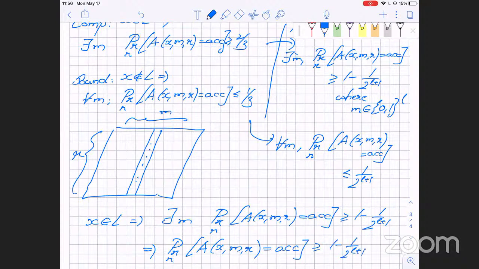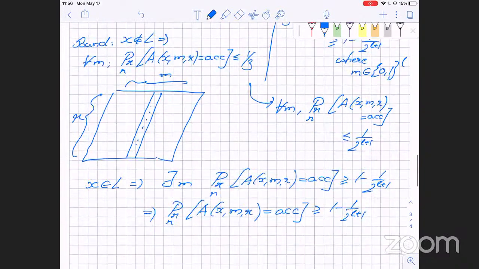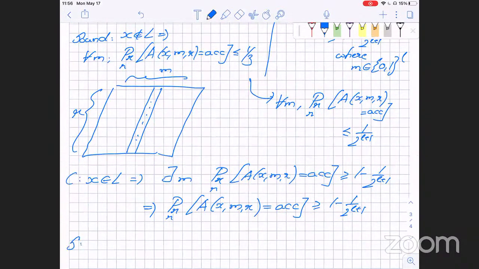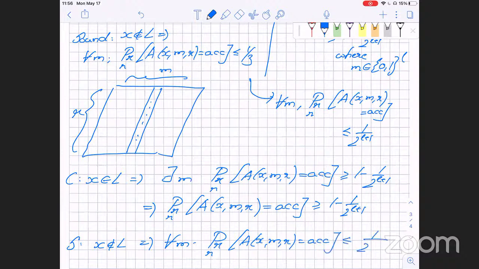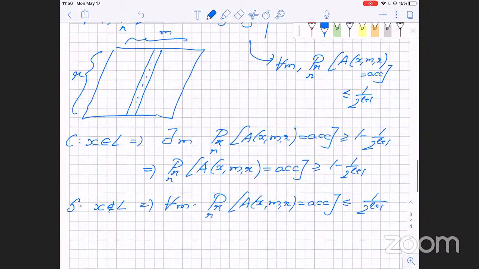That's certainly true. This is the completeness. Now let's look at the soundness. For X not in L, what do we know? We know that for all M, the probability over R that A(X, M, R) equals accept is at most 1 over 2 to the L plus 1.